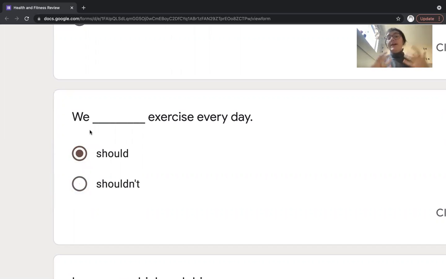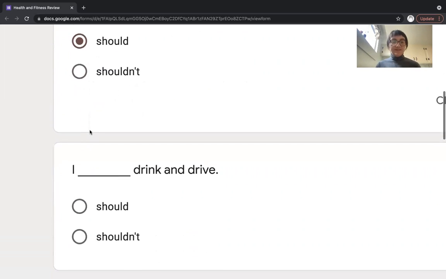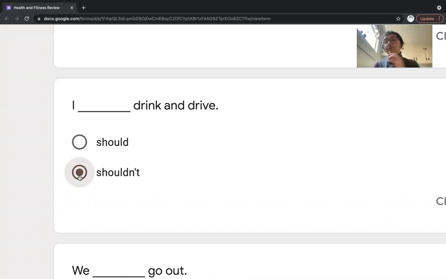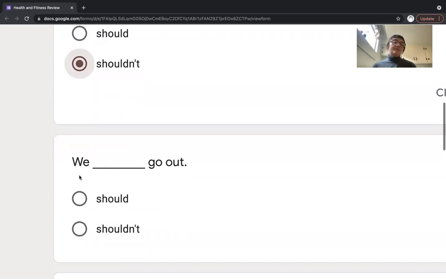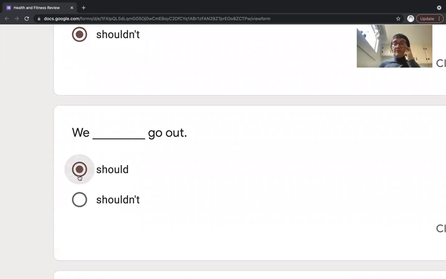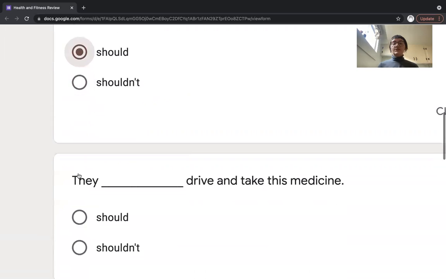We should exercise every day, right? It's good to exercise. I should or I shouldn't drink and drive. And you guys got this one correct. It's shouldn't, should not, meaning no, right? I should not drink and drive. We should go out, right? That one would be correct, right? And we could also say, oh, we shouldn't go out. We should save money. We shouldn't go out, right? But if you said should, we should go out, right? Hang out with friends. That's good too.